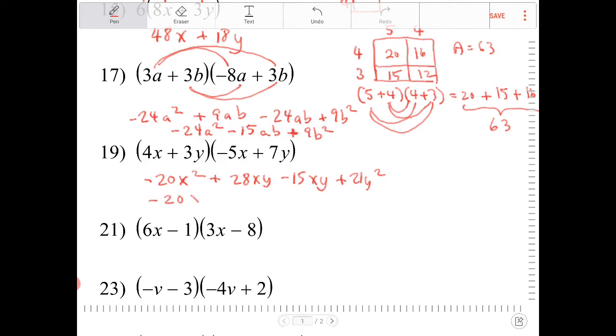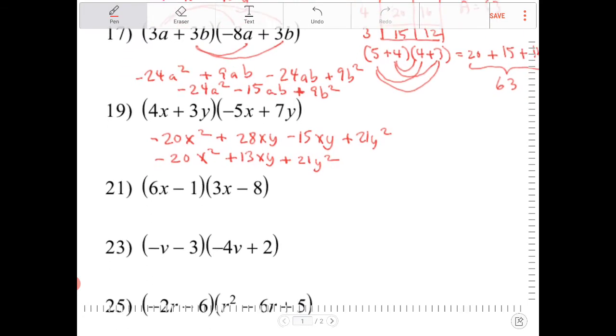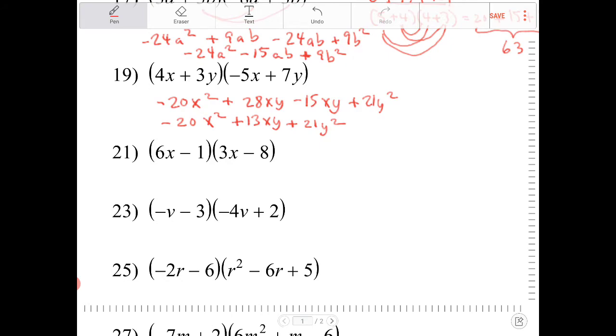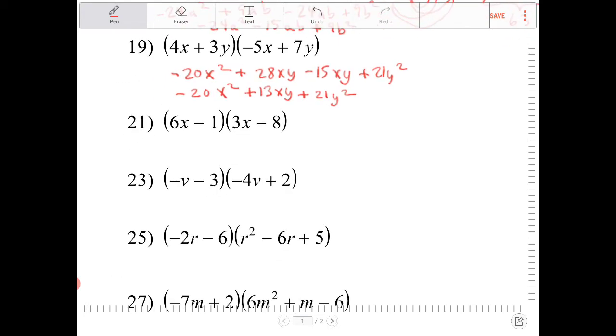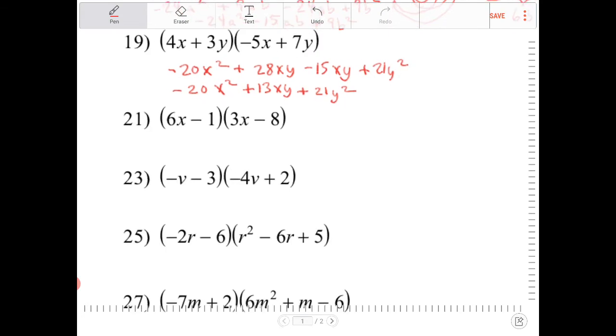This is negative 20x squared. And 28 minus 15, that is going to be 13. So plus 13xy plus 21y squared. So that right there is the trinomial that results there. If I take two binomials and multiply them together, I can result in a trinomial.